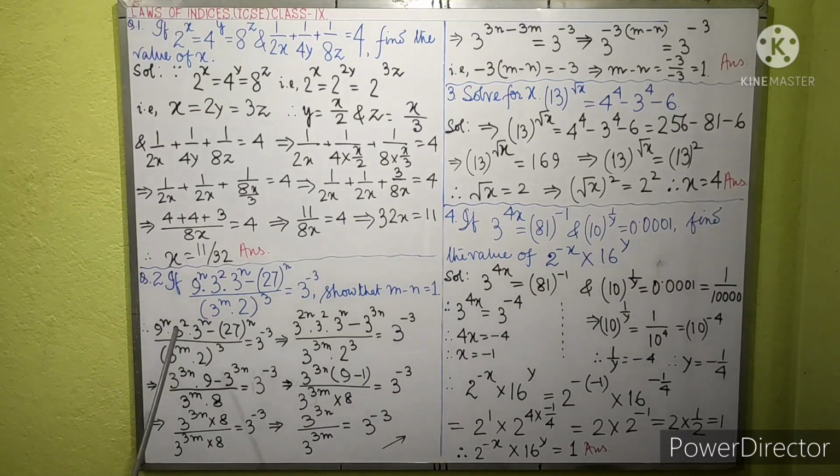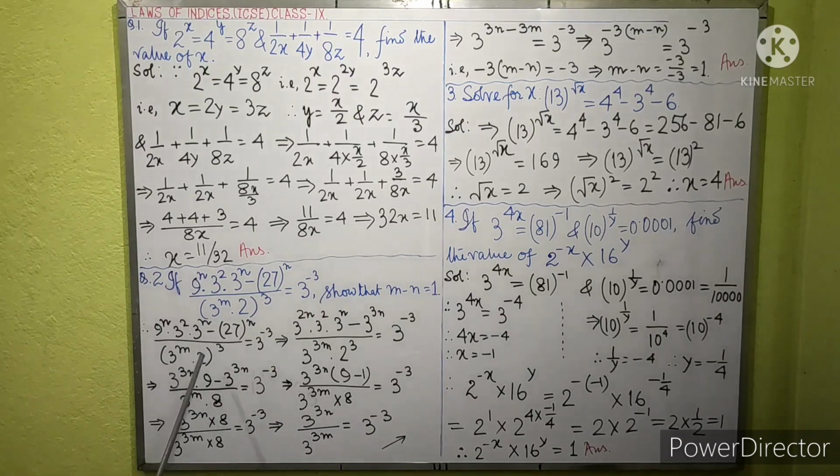Question number 2. If 9 to the power n into 3 to the power 2, that is 3 squared, into 3 to the power n, minus 27 to the power n, divided by 3 to the power 3 into 2 whole cube, equals 3 to the power minus 3, then show that m minus n equals 1. Now we will solve it.